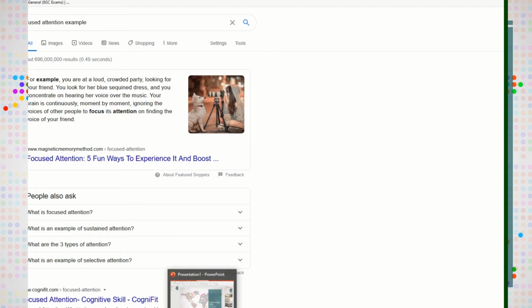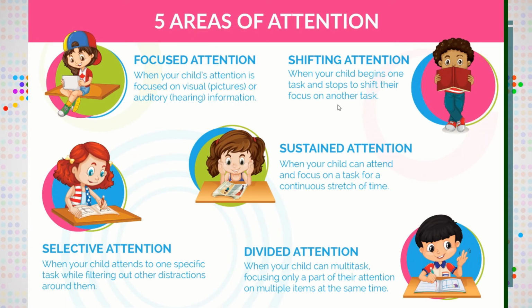I took this focus attention example from Google so that you can easily understand. The second one is shifting attention. Suppose you started reading a book and at the same time you heard music. Your brain shifted from one attention to another. Your first attention was reading the book, and you shifted when you heard the music.